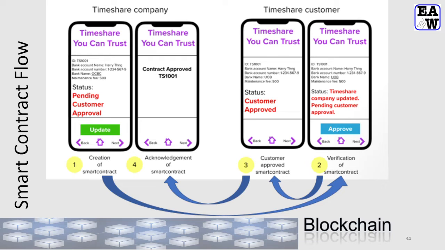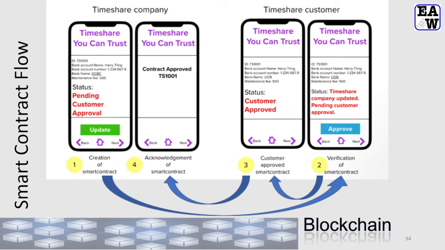So the customer will be notified and the customer will verify the content inside the smart contract. Let's say that the customer wants to change something, maybe the bank name OCBC to UOB. So the customer will request the timeshare company to change the bank name. The timeshare company will press update, and the bank name will change to UOB, and then the status will be changed. Let me say the status is timeshare company updated, pending customer approval.